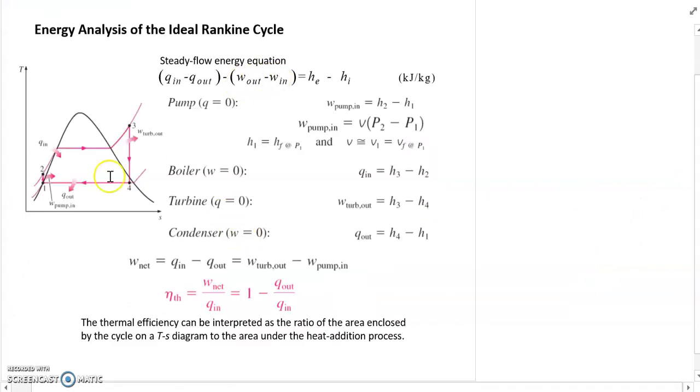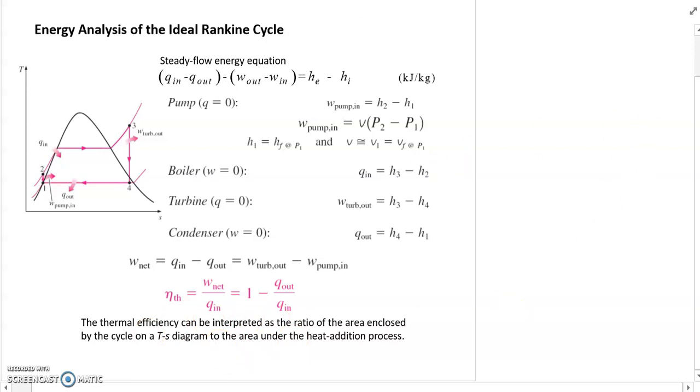In the next slides, these are all the formulas related to each state. And finally, usually the question will ask you to calculate the net work and also the thermal efficiency, the ideal Rankine cycle efficiency. There are two ways to calculate it. For Rankine cycle efficiency, you can calculate using W net over Q in, or 1 minus Q out over Q in. You will get the same answer from these two equations.